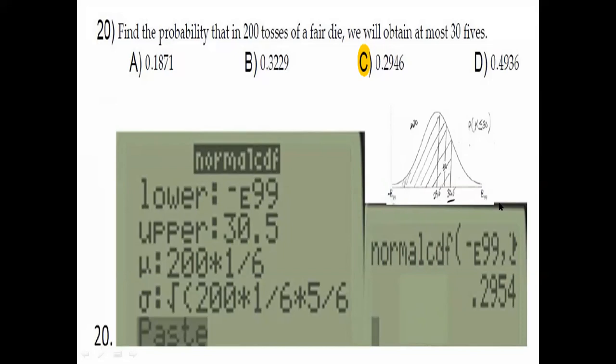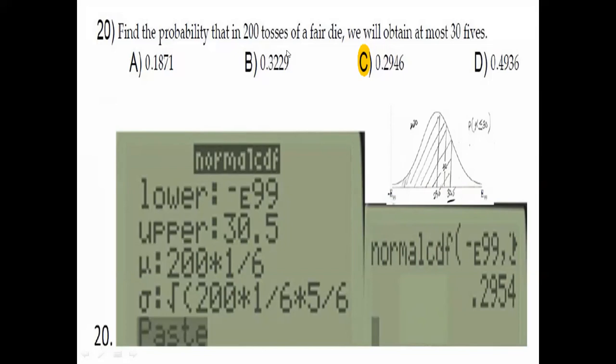At most 30 includes 30. So I'm going to start at 30.5 and go to my left. Everything here is good. Anything bigger than that is no good. So there's my lower, negative E99. There's my upper. Now, here's one where in every other problem, I've told you what p is.